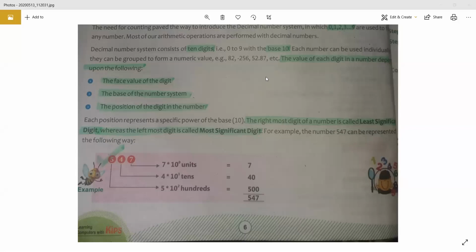Okay, we are going to start giving power to a number from the LSB. The LSB will have 0 as a power, and then the power is going to increase as we move from right to left. Okay, so 7 into 10 power 0 is equal to 7, then 4 into 10 power 1, that is 40, and then 5 into 10 power 2, that is 500. So we are going to read this number as 547. All right. So this is your decimal number system.